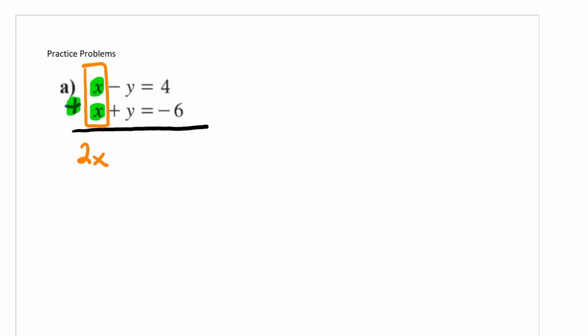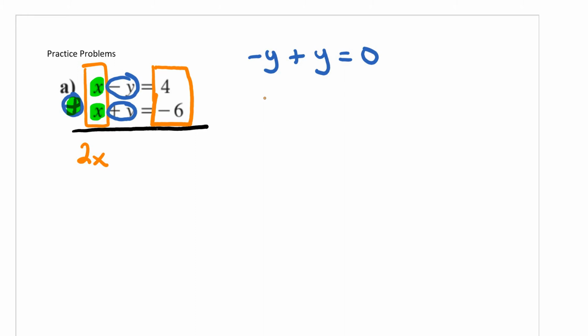And then if I have my negative y here, and I add that to a positive y, you'll notice that the y variables cancel out. It's a negative y plus the positive y, and that gives you a 0, right? Now, if I look at the constants on the right-hand side, I have a 4 and a negative 6. I'm taking my 4 and adding that to my negative 6. So 4 plus negative 6 is going to be negative 2, so on the right-hand side I have a negative 2.